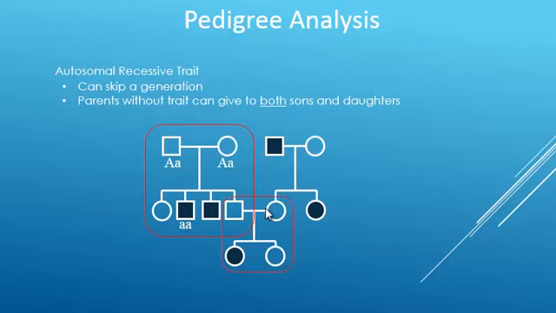This couple, on the other hand, both of them did not express the trait, but they gave rise to a daughter that had the trait, and that's because they also were carriers, but in this case they gave rise to a daughter that was homozygous recessive.